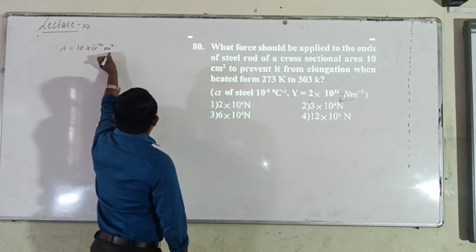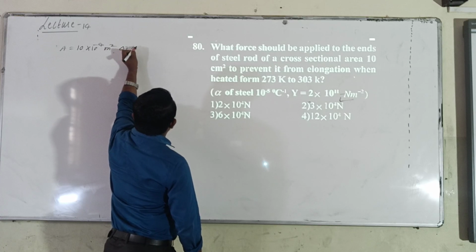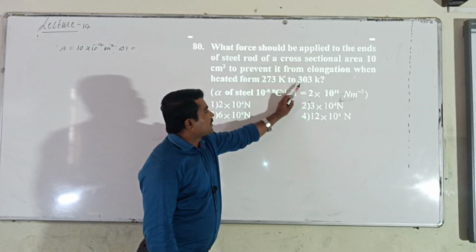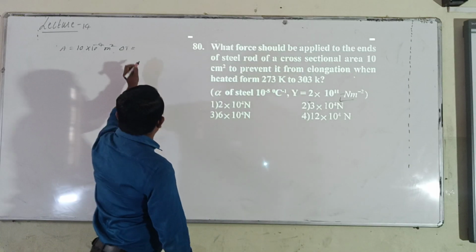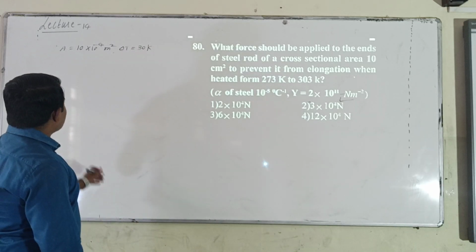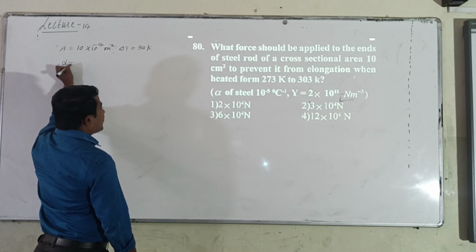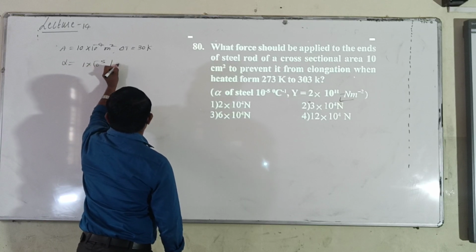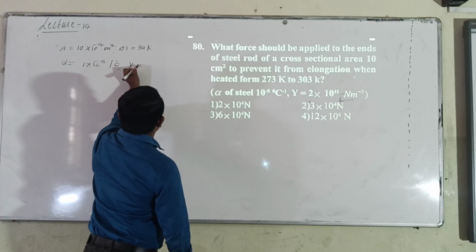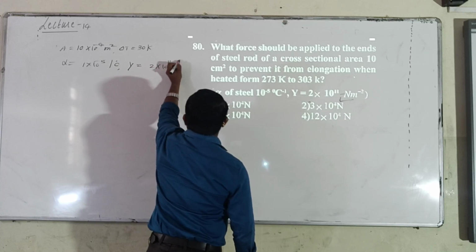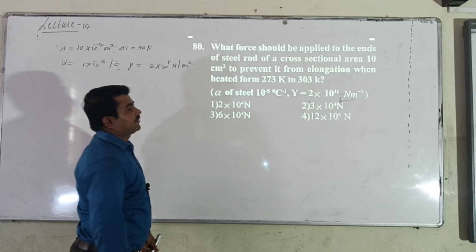When heated from 273 to 303, that is final temperature minus initial temperature, 303 minus 273, how much? 30 Kelvin. What else is given? Alpha value is given. Alpha is equal to 1 into 10 raised to minus 5 per degree Celsius. Young's modulus is given, 2 into 10 raised to 11 Newton per meter square.